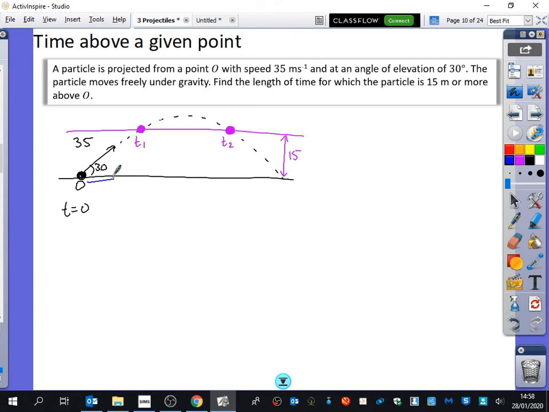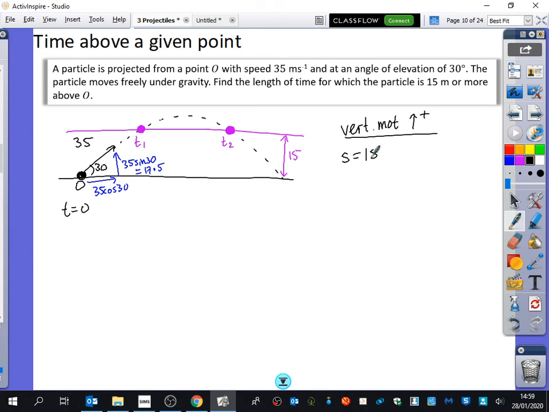So I better do a bit of resolving. I'm going to have my 35 cos 30 and my 35 sine 30. What's 35 sine 30? No calculators needed. 17.5, because we just know it's half of 35. Now, this whole question seems like it's just talking about vertical motion. So I'm going to look at vertical motion. Up or down is positive, do you think? I'm going to go with up, personally, just because we're interested in it going to 15 meters upwards. So I'm going to set that as my upward direction.